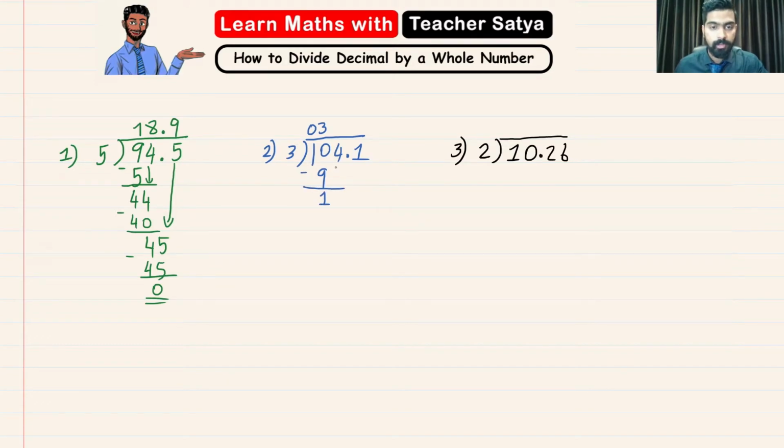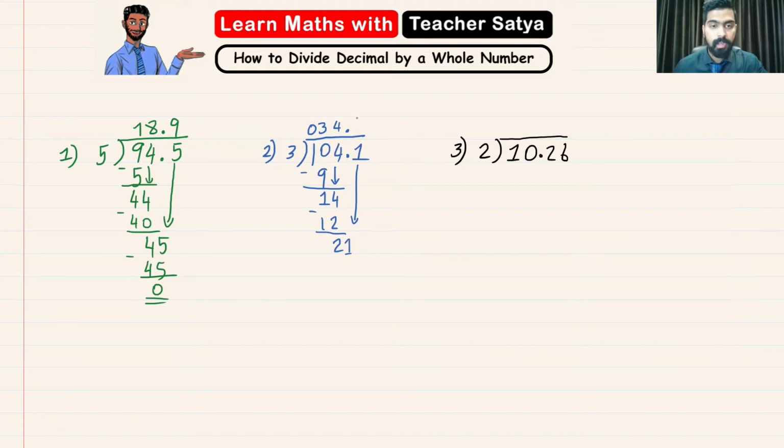Right guys, then I'm going to drag down the 4. Now 3 times 4 will give us 12. 14 minus 12 will give us 2, right guys. And in that quotient, as similar to the last question, we have a decimal, so we are going to put the decimal right here, and I am going to drag down the 1.